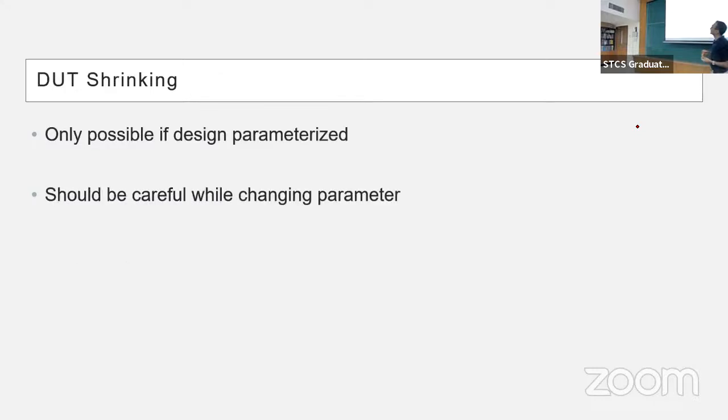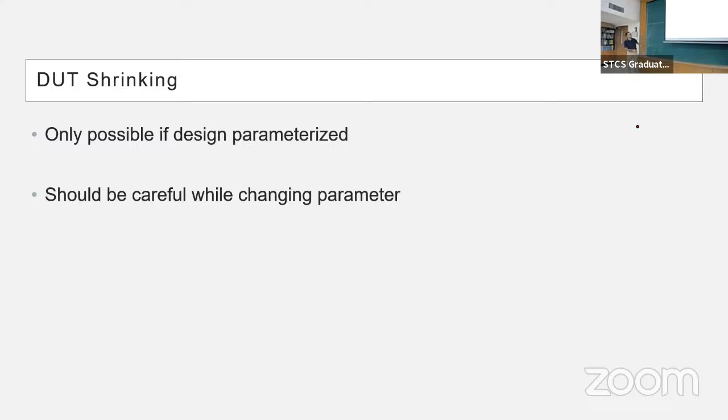Now, coming to the complexity solving methods, one of the easiest methods, I would say, is DUT shrinking, shrinking the design under test. If it is parameterized, can you shrink those parameters? Remember the complexity for the tool, I mean this bounded proof. Whenever this happens, we say the tool, that checker, has hit complexity.